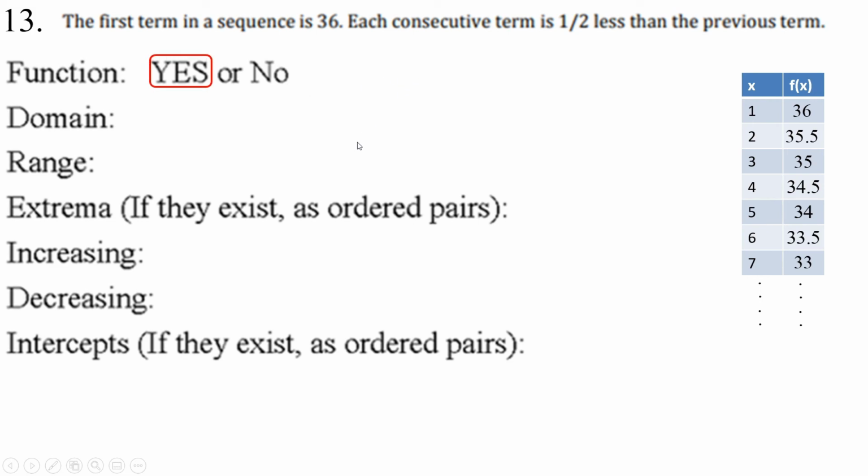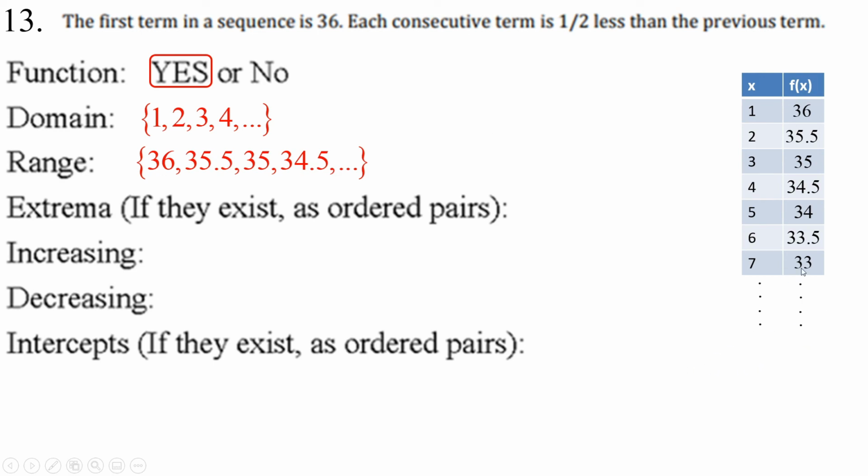And what is the domain? Now, this is a sequence, so my inputs are term numbers, and that implies discrete. So I just need to list these x values in set notation. I'm going to go 1, 2, 3, 4, and so on, because it goes on forever. The range, those are my y values. And again, set notation, and I'll just do them in the order I see them: 36, 35.5, 35, 34.5, and so on. That pattern just continues forever.